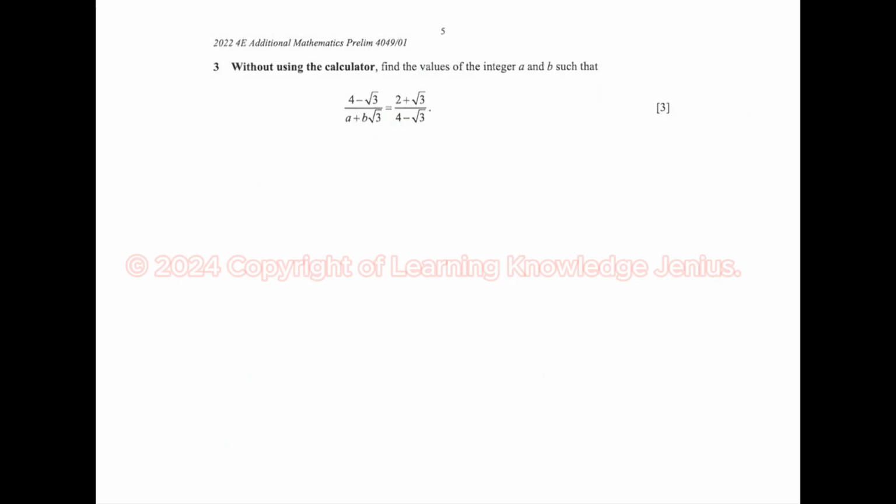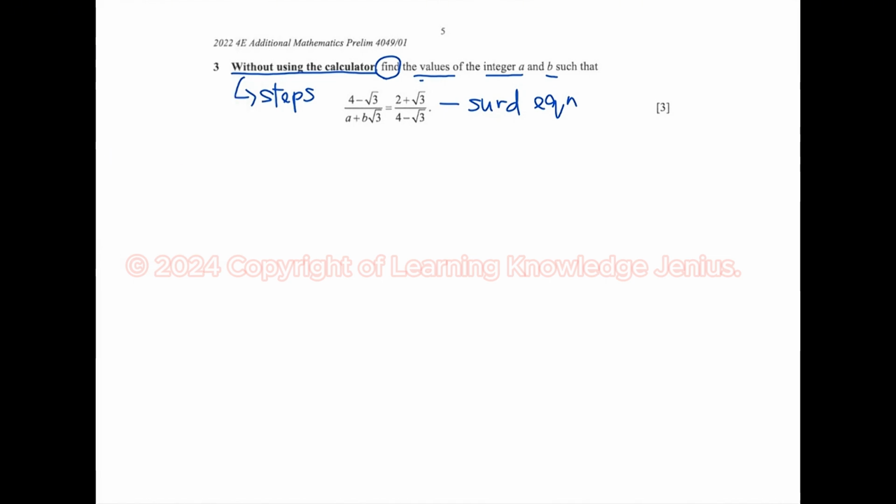This question is related to the chapter of Surds, particularly the Surds equation. Before I start, I would like to underline the keyword. The question mentioned "without using calculator". It means that you write all the steps clearly about how you get the answer. The question is asking to find the values of integers a and b. It means that both the values of a and b are integers.